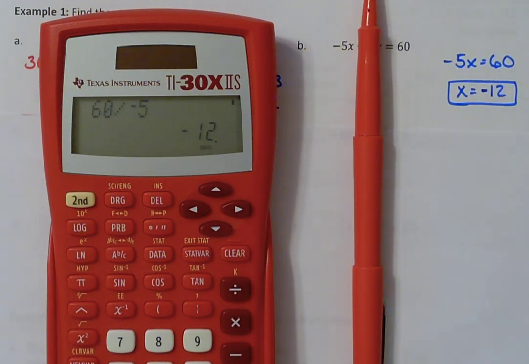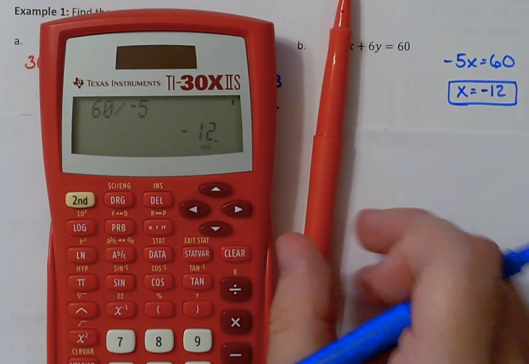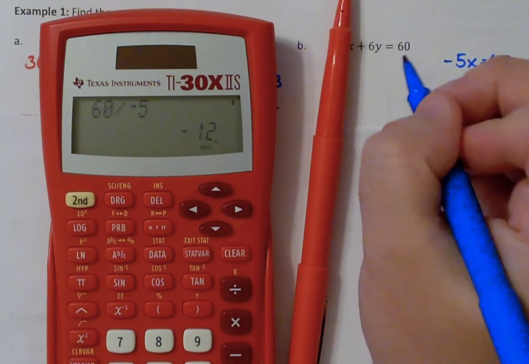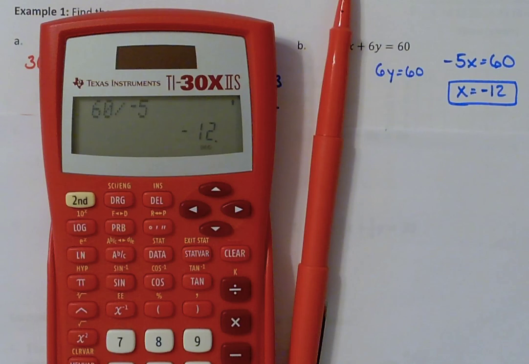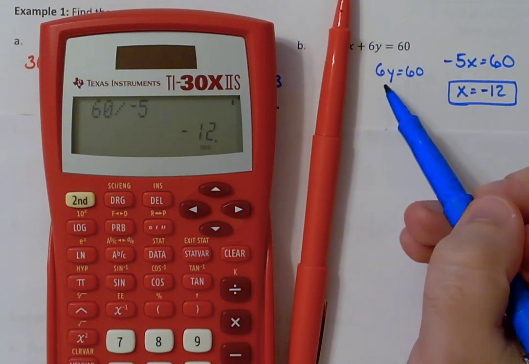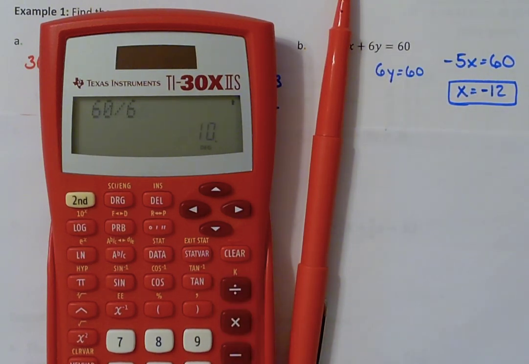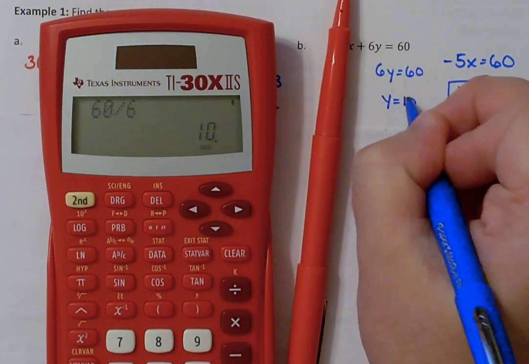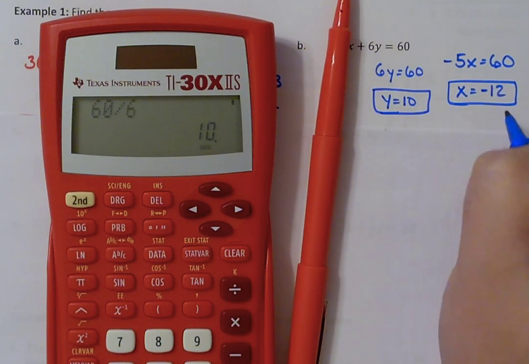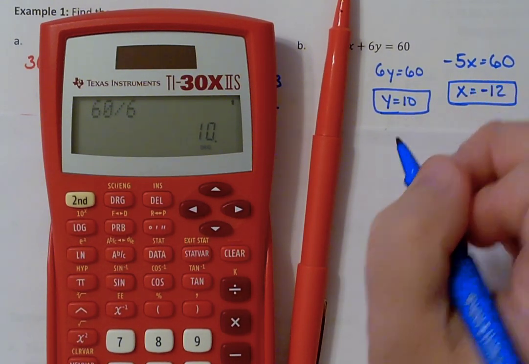Now to solve for your y-intercept, we're going to cover up the x values. So I now have 6y equals 60. To solve for my y-intercept, we're just going to divide by the number in front of y. So we're going to do 60 divided by 6, and I end up with my y-intercept being 10. So my x-intercept is at -12. My y-intercept is at 10.